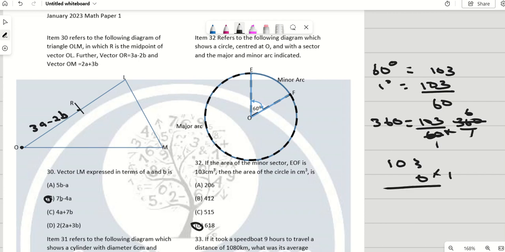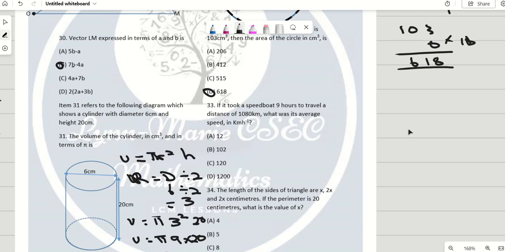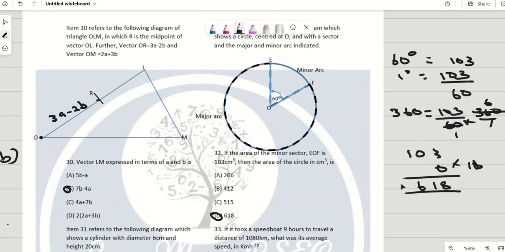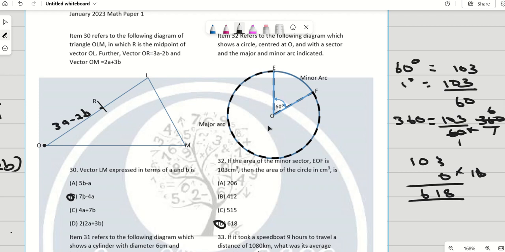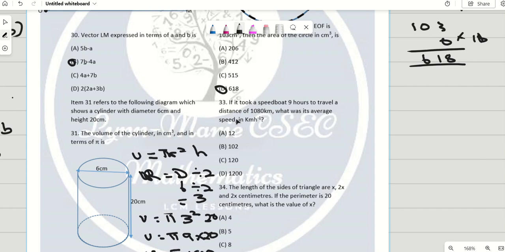Multiplied by 6, 3 sixes are 18. 8 stays, carry 1. And then 1 times 6 is 6, plus 1. So it is 618. Right? That would be, again, D. So when they ask you for the entire circle, and you are given nothing else, think about the entire circle being 360 degrees.